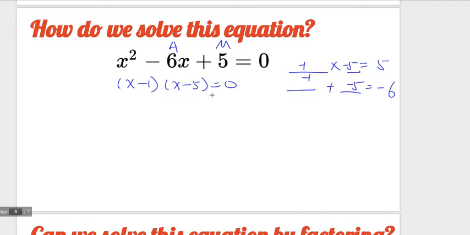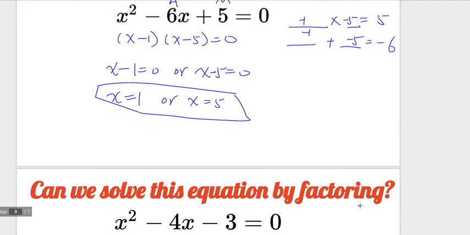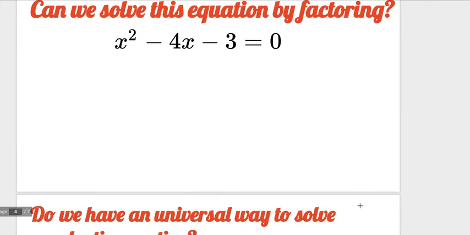We break it down into two parts by using these two numbers. So this is how these two equations are equivalent. Then either one can be 0. So that's how we get all the solutions. We call this factoring. So let's check this equation.